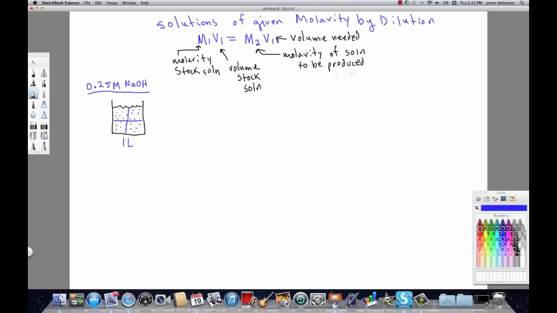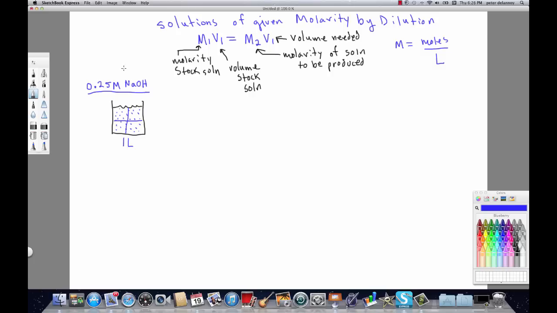Okay, welcome back. This is the fourth video in the series on solutions, and in particular on utilizing the concept of molarity to make different kinds of solutions and then to utilize these solutions in the laboratory. So remember that molarity by definition is equal to the moles of a certain solute, whatever it happens to be, per liter of solution.